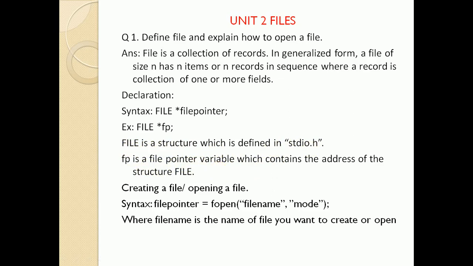Let's see now how to create or open a file. A file can be created and opened with this syntax: file pointer equals fopen. In the brackets you take two parameters in double quotes, the first one is the file name and the second parameter is the mode, where the file name is the name of the file which you want to create or open. Here the mode can be read mode, write mode or append mode.